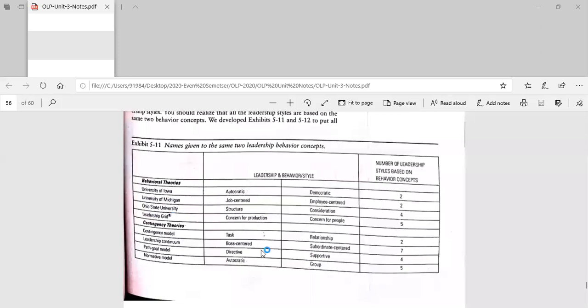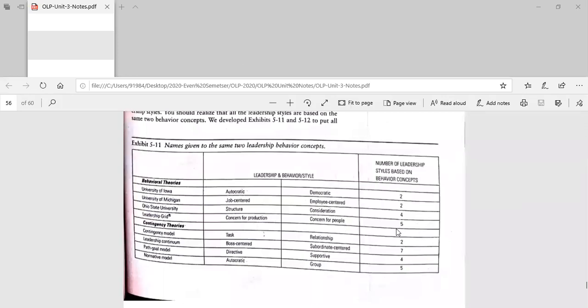Here is all of this from our first class when we started. University of Iowa: there are two styles we have discussed, autocratic and democratic. University of Michigan: again job centered and employee centered, two styles. Ohio State University: structure and consideration as a style, with four types, high and low structure. All this we have discussed. Then the leadership grid, with concern for production and concern for people.